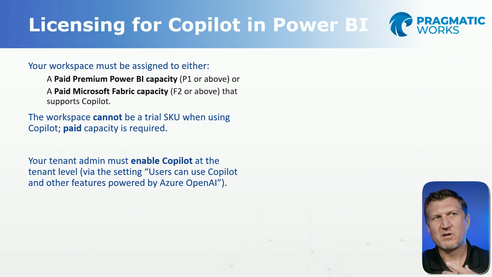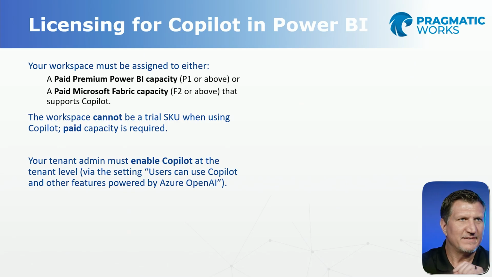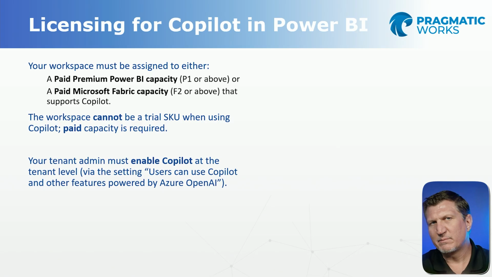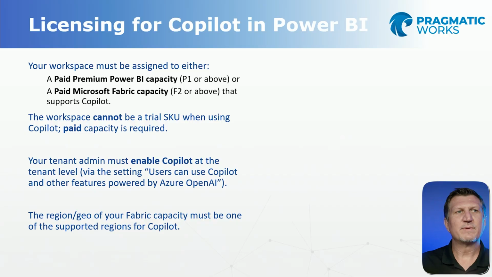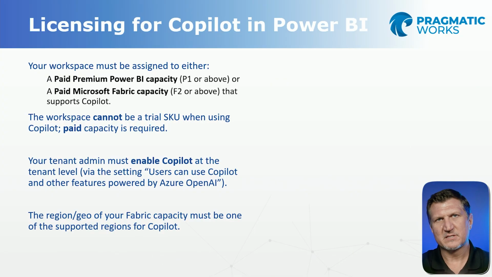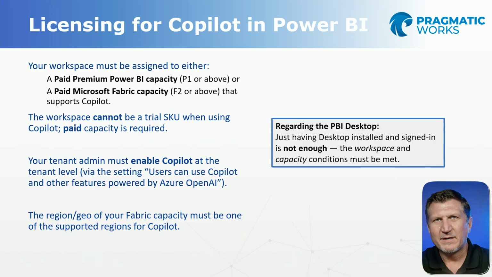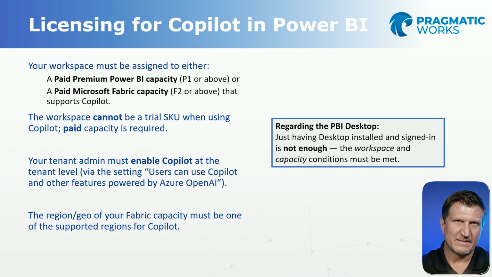Your tenant admin must also enable Copilot at the tenant level via the setting known as users can use Copilot and other features powered by Azure OpenAI. So if you just go into the tenant settings in Fabric, click on the search bar, type in Copilot, and that setting is the first one that you'll see. And the region or geography of your Fabric capacity must be one of those supported regions for Copilot, North American regions, European boundary. Look for things like that. Regarding the Power BI desktop, I will show you the prep data for AI button in desktop in this video, but just having the desktop installed isn't enough. The workspace and capacity conditions must also be met for this all to work properly.